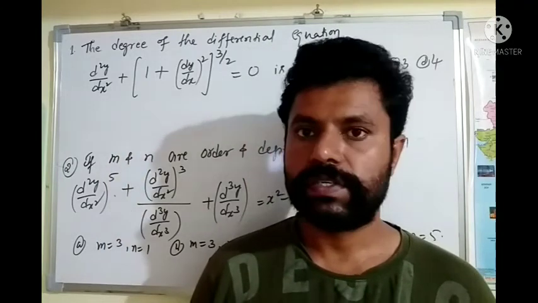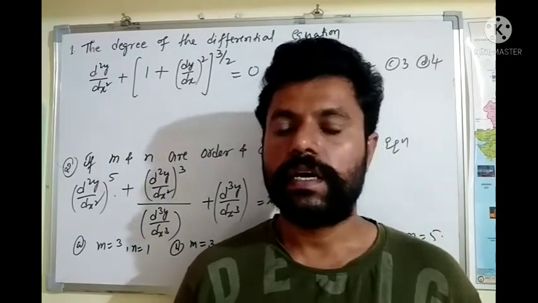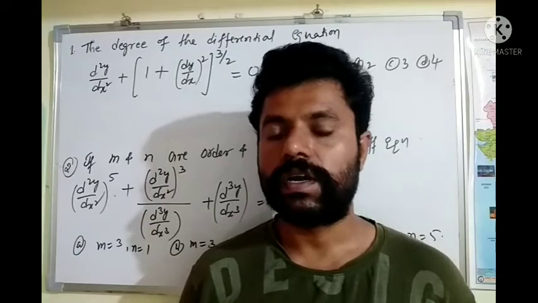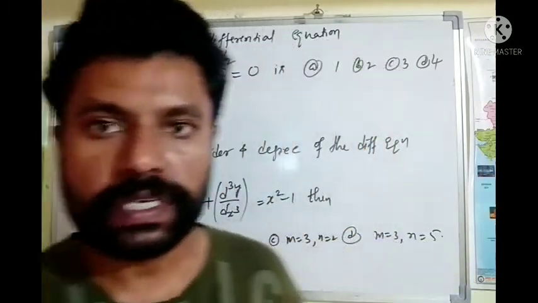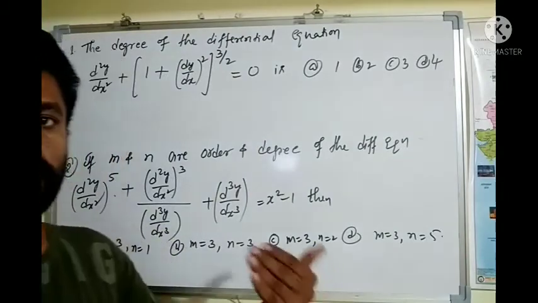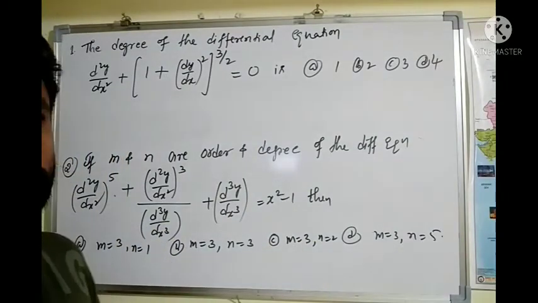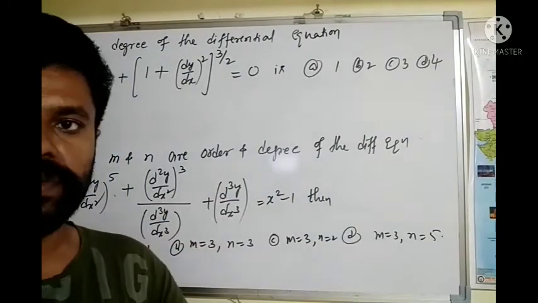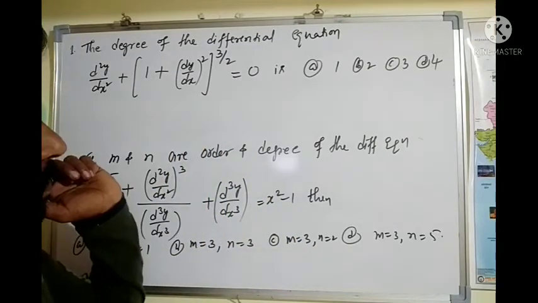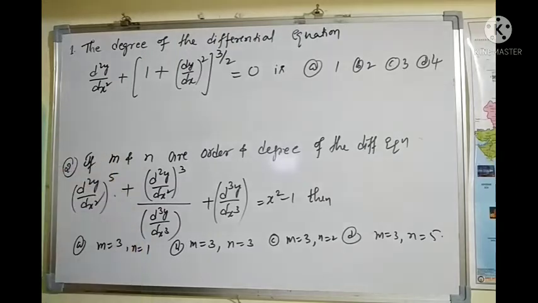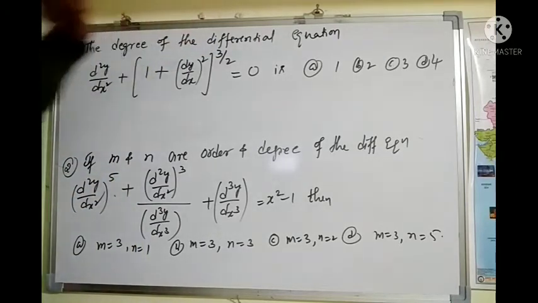What is the order of the differential equation? The highest derivative of the differential equation is called the order of the differential equation. Then the degree of the differential equation is the highest power of the highest order derivative, once the equation is written as a polynomial. Now here we have the result, the degree of the differential equation.